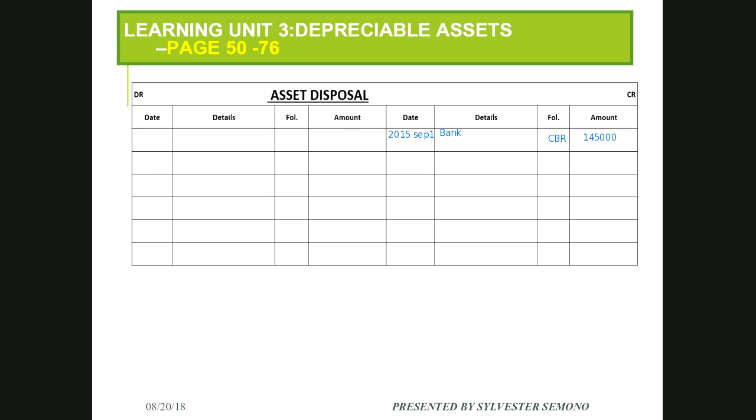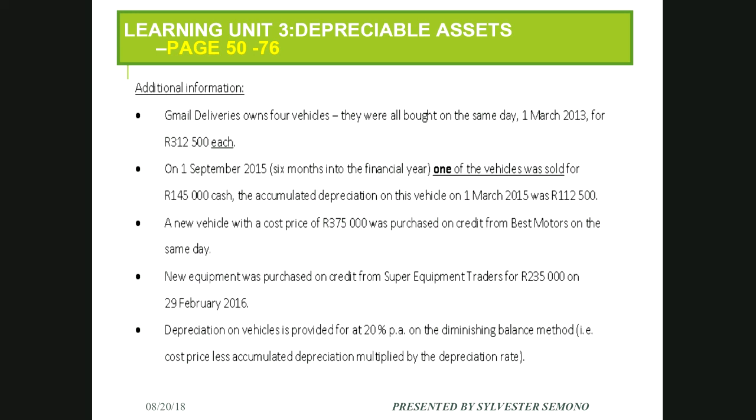Okay, who can tell me what the cost of the asset is? The cost is 312,500. What we want to check here is, since we bought this asset, how much depreciation do we have till the date of sale? This is important. That's why they gave you this.